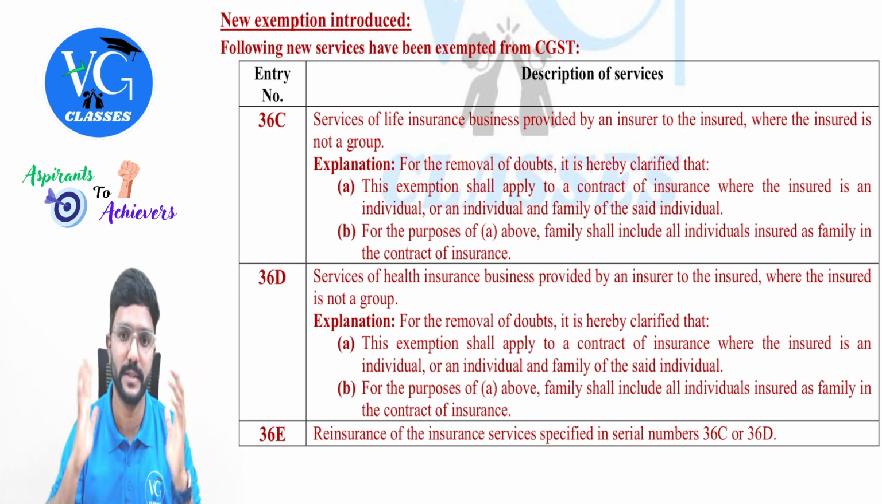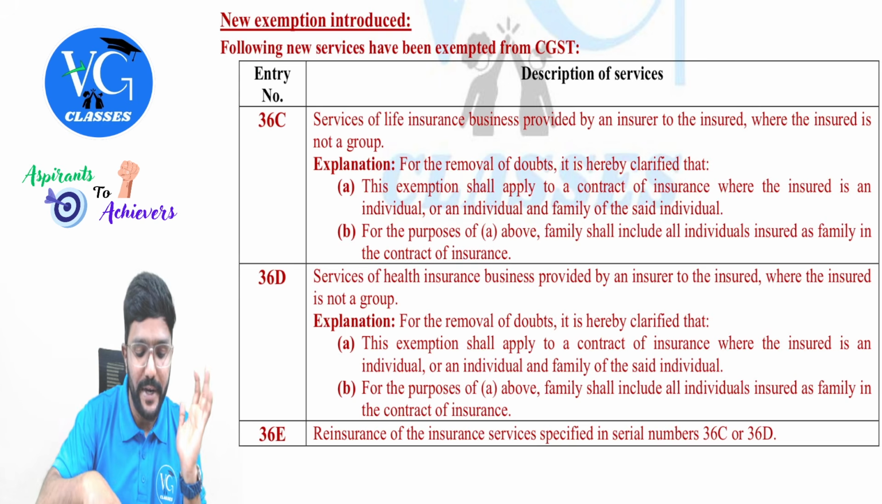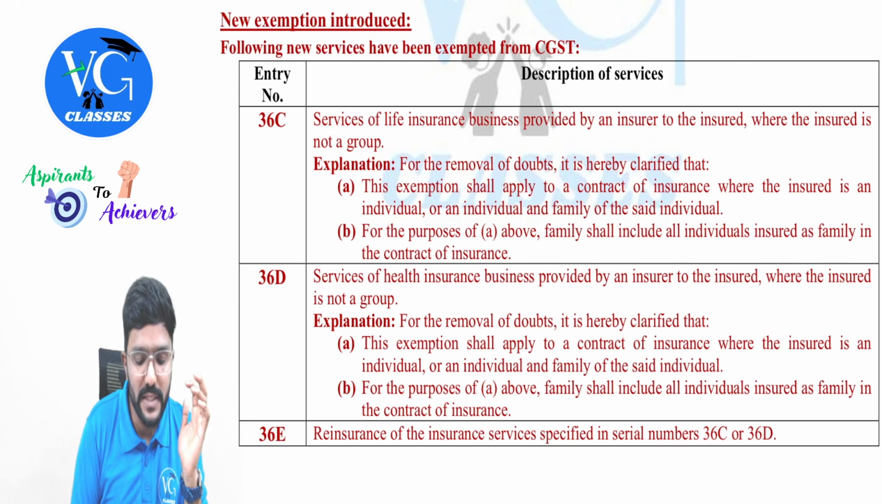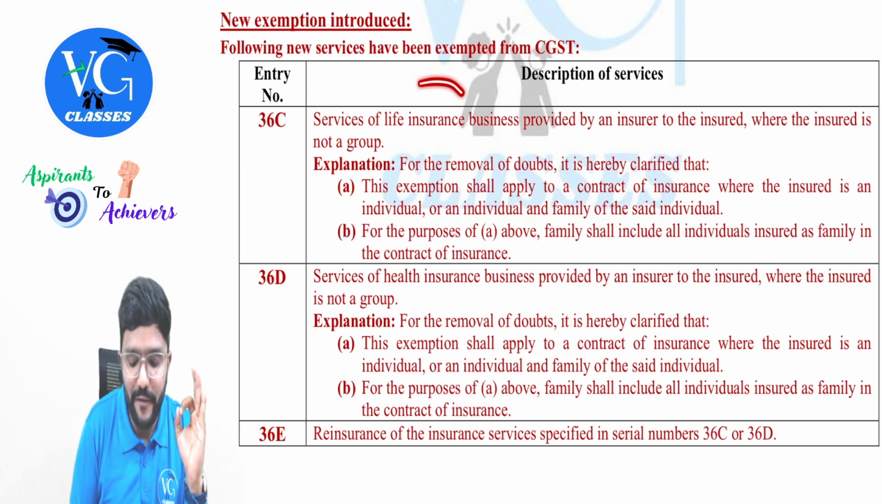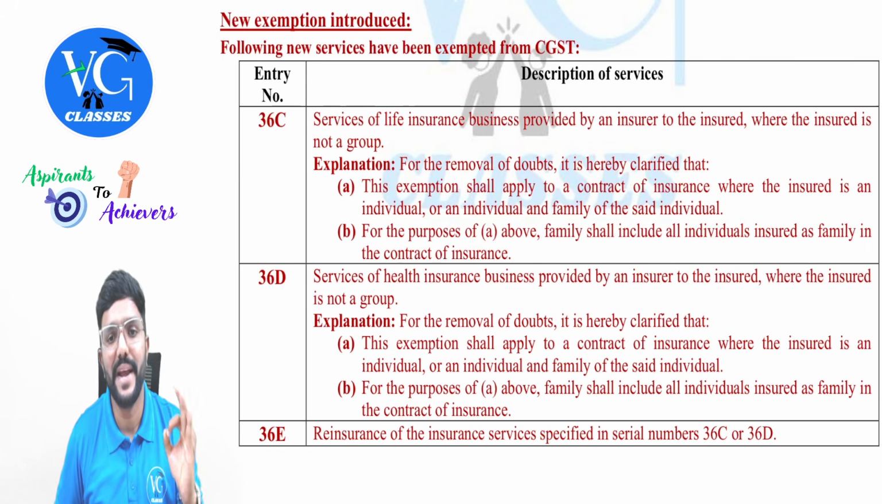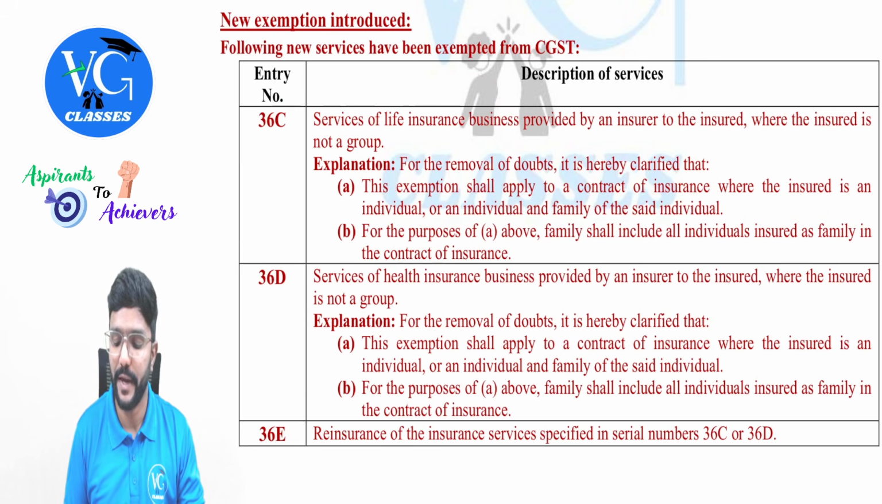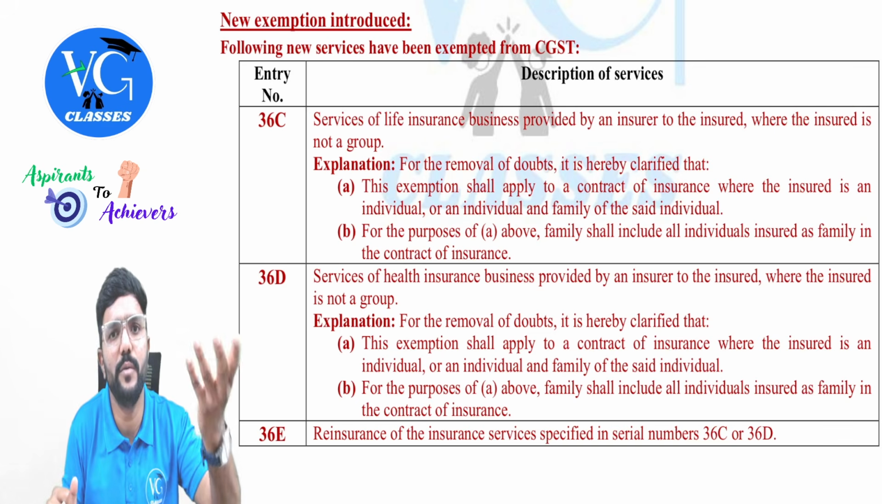Is that clear? Let me read out quickly. Entry number 36C. Services of life insurance business provided by an insurer to the insured, where the insured is not a group. Okay, insured means the person who has taken the policy. Should not be a group. Sir, what if it is a group? Taxable.